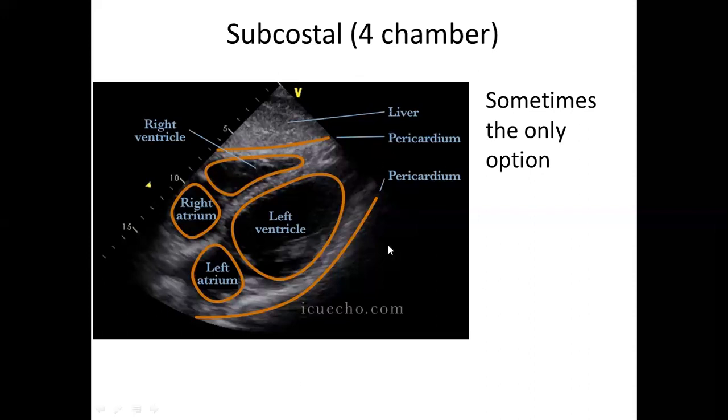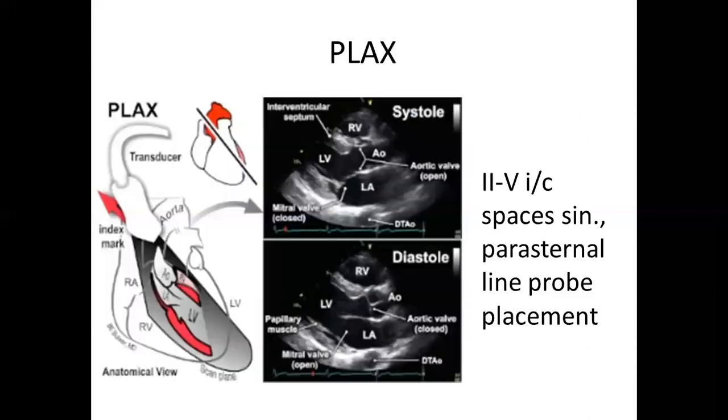The problem here is that we don't see the apex that great. However, we can assess both chambers, valves, and septae. And yes, we can see the pericardium right there. So in understanding whether or not we have effusion in the pericardium, that is also a very good and viable option.